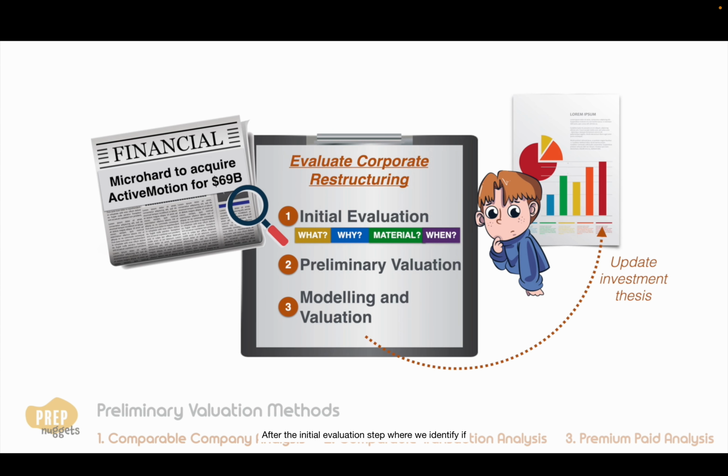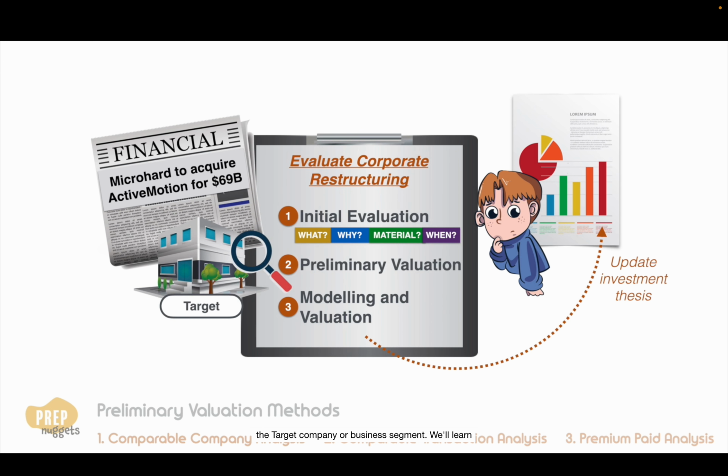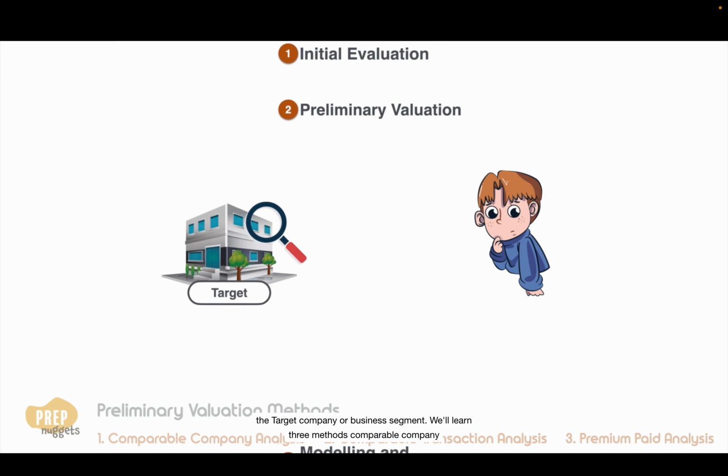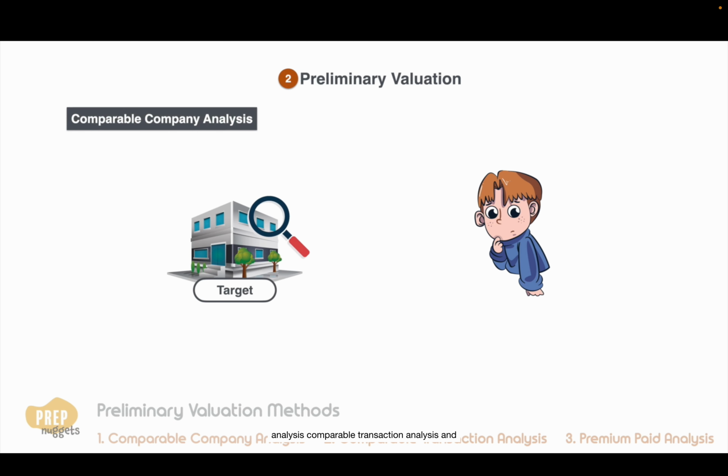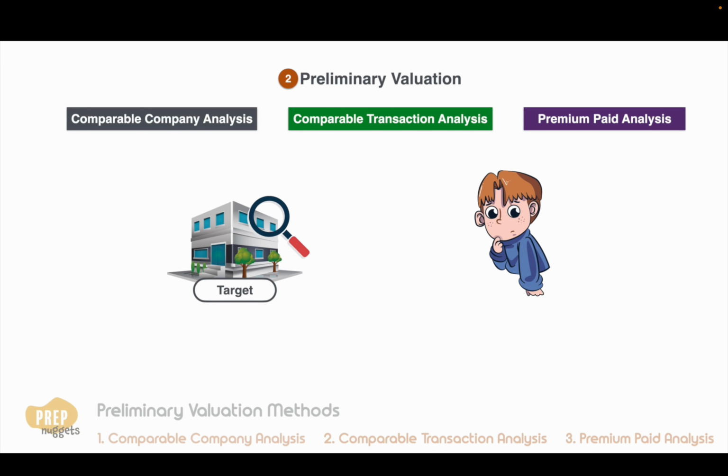After the initial evaluation step, where we identify if the corporate restructuring is material, the next step is to quickly determine a preliminary valuation for the target company or business segment. We'll learn three methods: comparable company analysis, comparable transaction analysis, and the premium paid analysis.